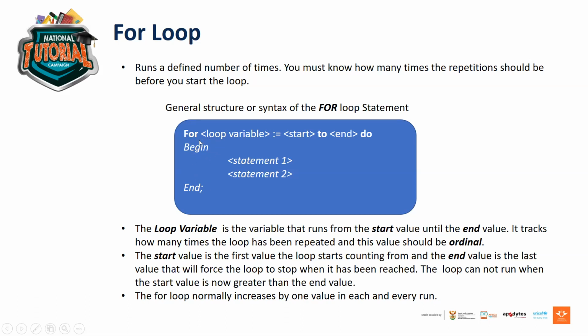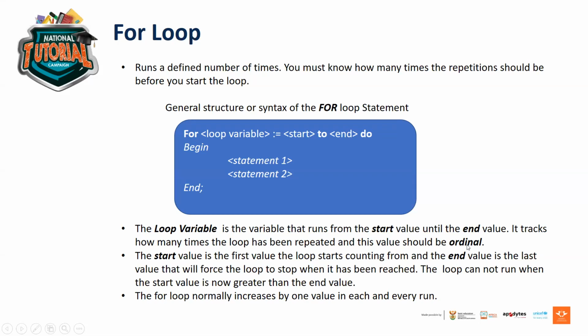But first of all, let's talk of the loop variable that you have here. The loop variable is a variable that runs from the start value up to the end value. It tracks how many times the loop has been repeated, and this value should be ordinal. In other words, the loop variable should be declared by you, and it should be ordinal.